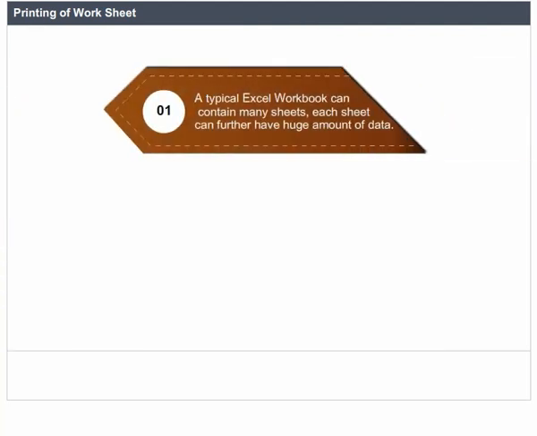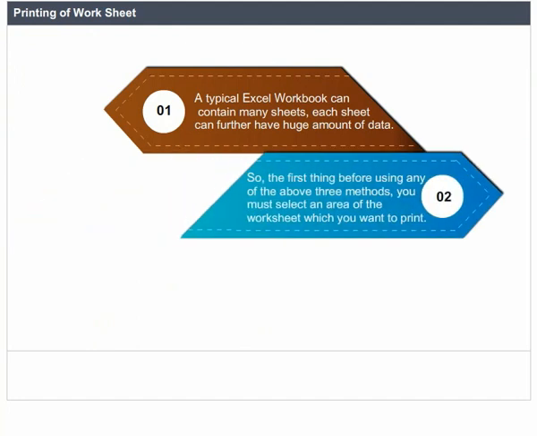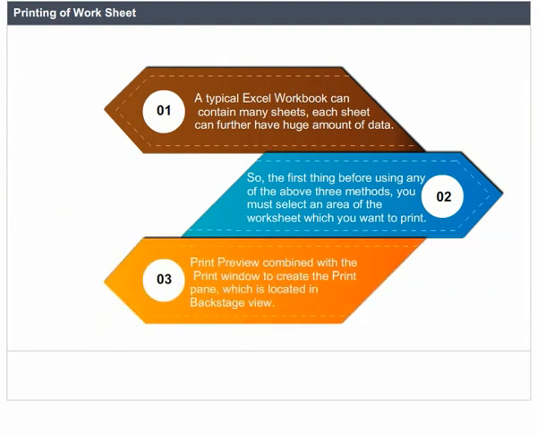A typical Excel workbook can contain many sheets. Each sheet can further have a huge amount of data. So, the first thing before using any of the above three methods, you must select an area of the worksheet which you want to print. Print Preview combined with the Print window to create the Print pane, which is located in Backstage view.